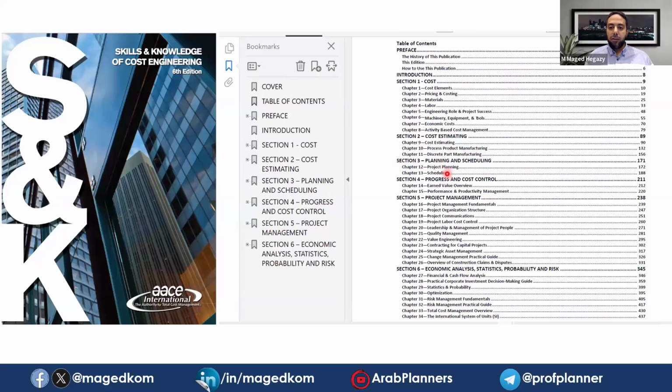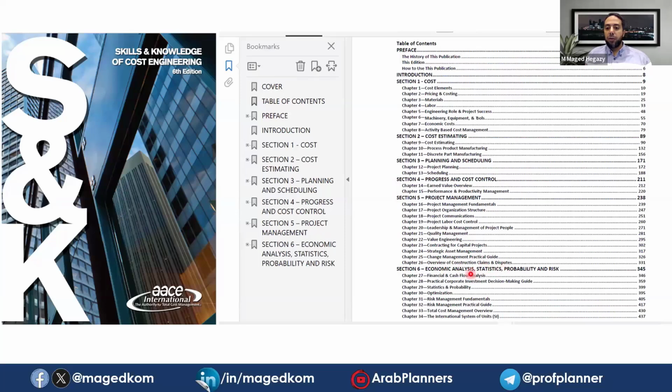Then planning and scheduling is 2 chapters; cost control, earned value, and performance and productivity management is 2 chapters. All other disciplines that affect the cost run from chapter 16 to 26. So we'll go through project management fundamentals, organization, communication, labor, cost control, leadership, quality, value engineering, contracting, capital project, and asset management. One of the very good things the CCP discusses is asset management, along with change management, and claims and disputes and contracts. All these disciplines affect cost management.